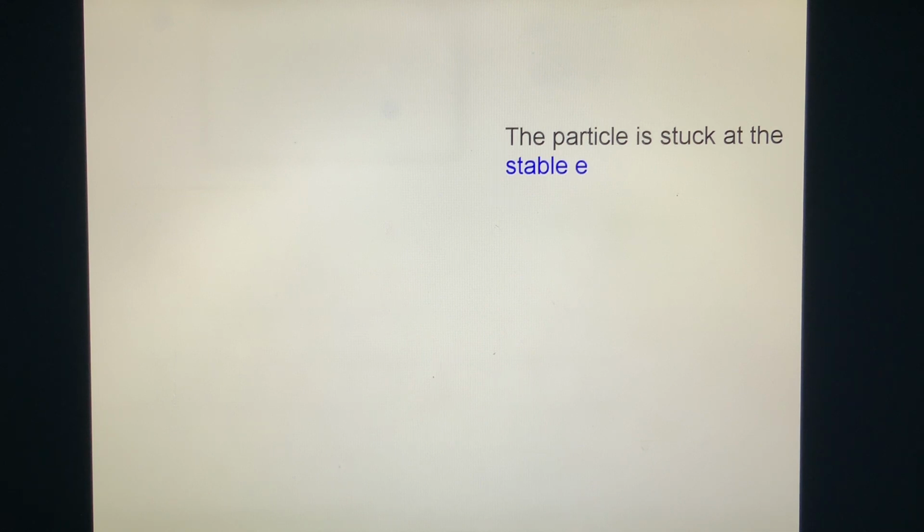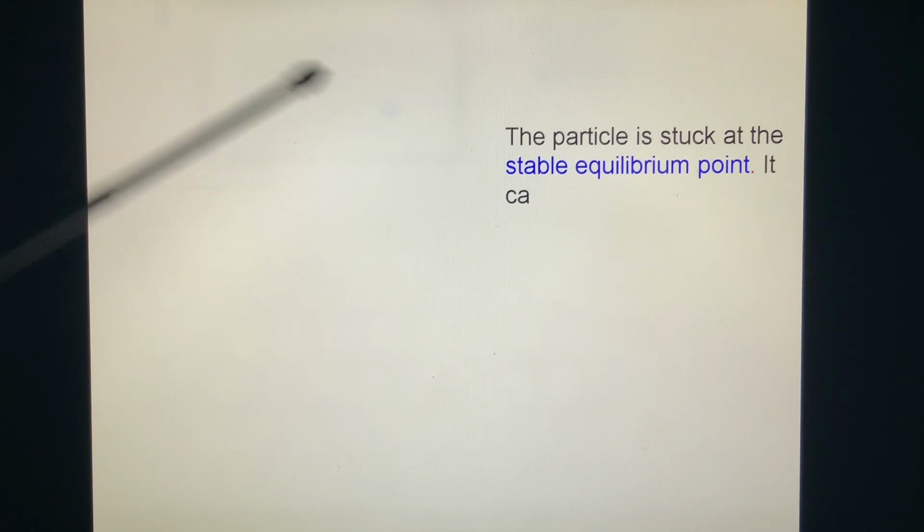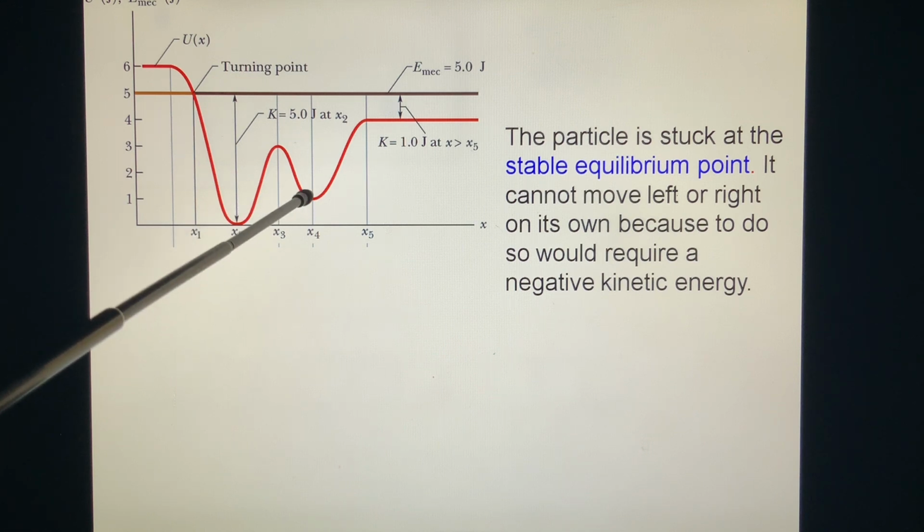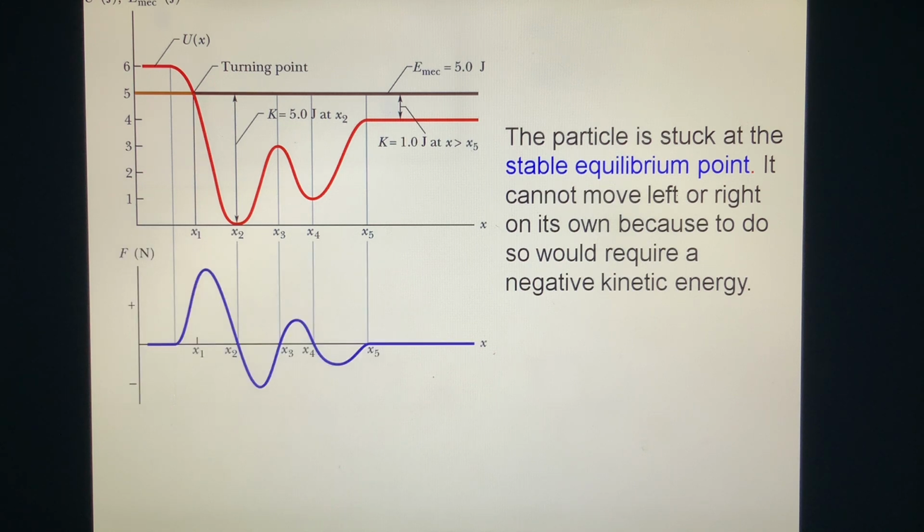The particle is stuck at the stable equilibrium point. Now, this x2 and x4. It cannot move left or right on its own, because if we want to do so, we would require a negative kinetic energy.